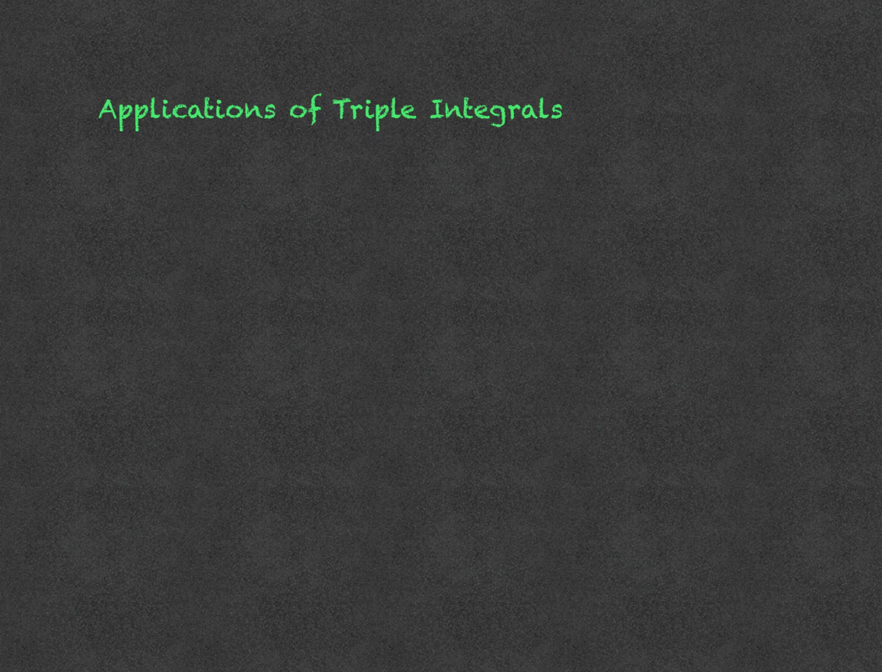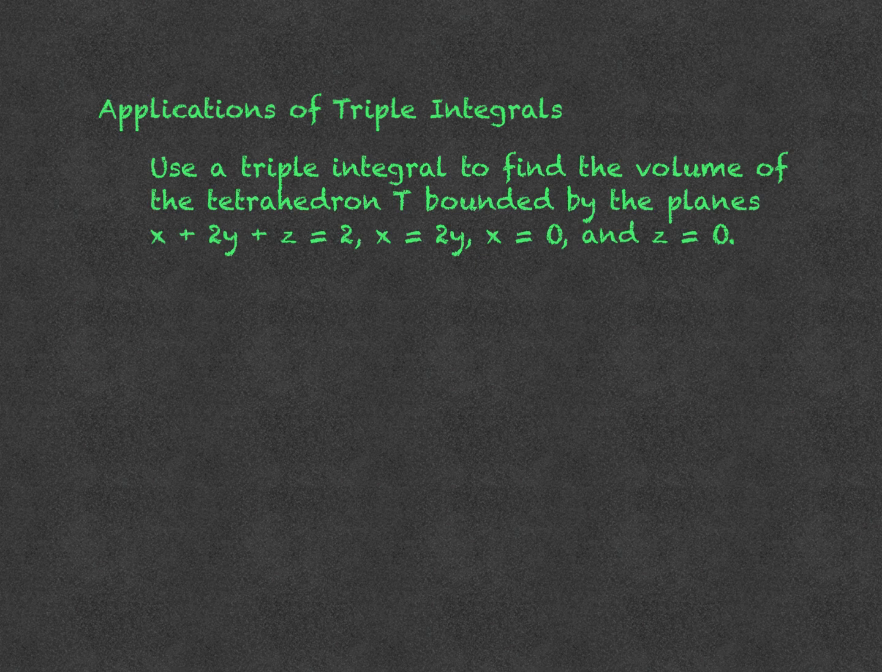Applications of triple integrals. I did warn you that this section is everything we did with double integrals pushed into triple integrals. So here we go. Everything that we did with double integrals we're doing now. So it says use a triple integral to find the volume of the tetrahedron T bounded by the planes x plus 2y plus z equals 2, x equals 2y, x equals 0, and z equals 0. So I don't mind that you look at the graph of a 3D figure on Desmos.